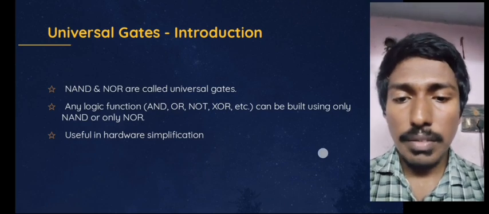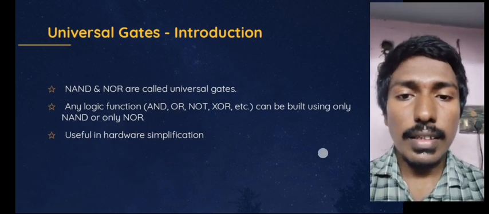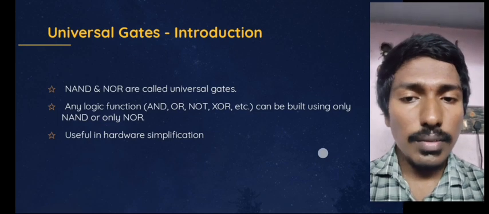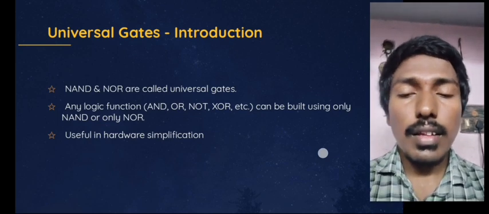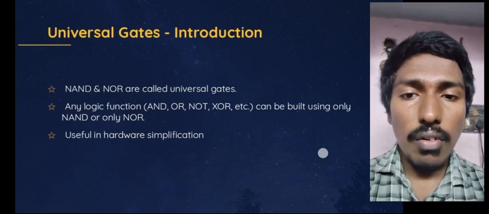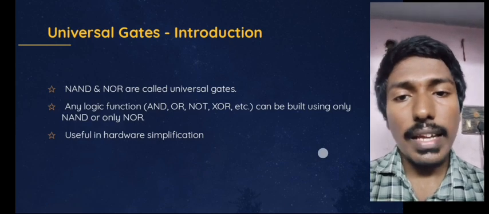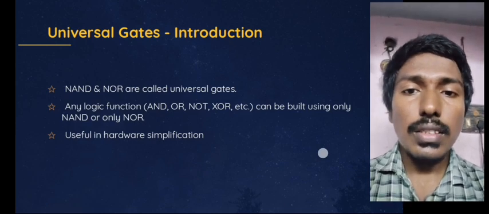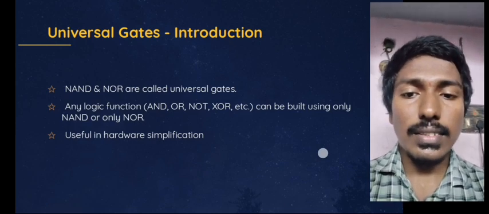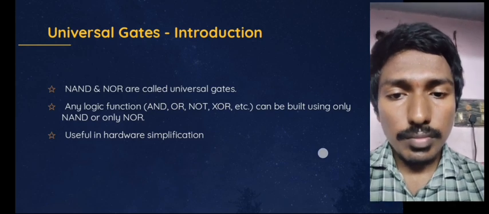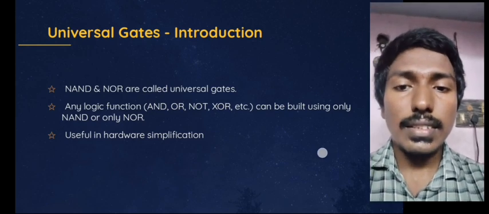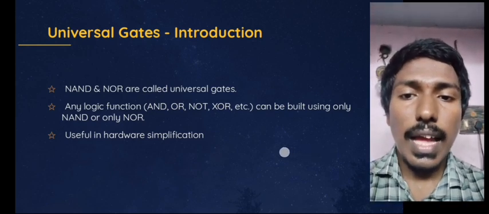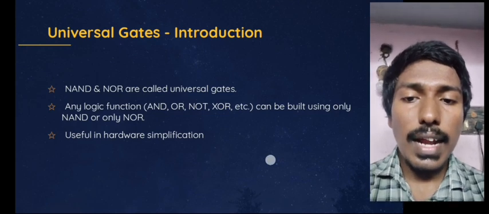Means if you simplify this with NAND or NOR, we can make any gate. If we have NAND and NOR, we can build any logic gate. So these are called universal gates. Let's go. Universal gates have two types: NAND and NOR.